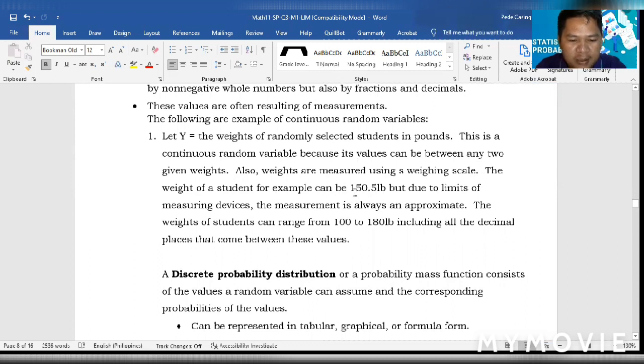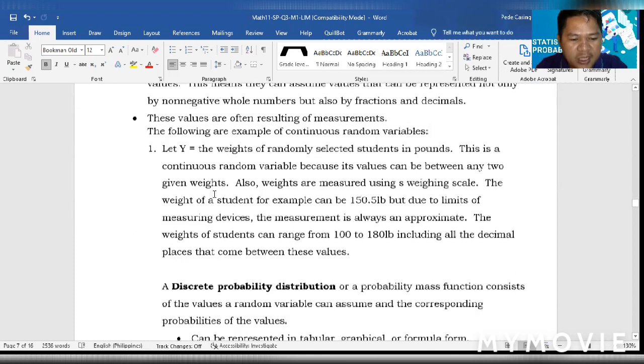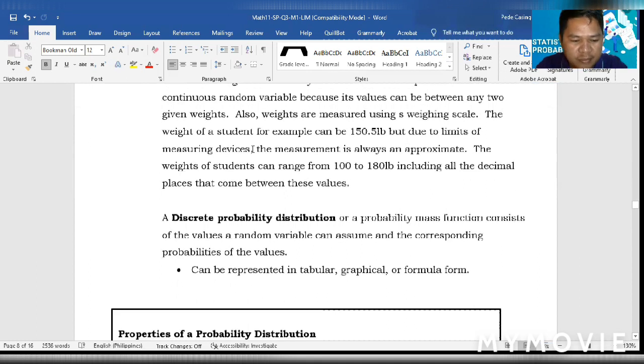For example, the weight of a student, 150.5 pounds, but due to limits of measuring devices, the measurement is always an approximation. So sometimes the data can be approximate. So the weight of students can range from 100 to 200 pounds, including all the decimal places that come between these values. So those are the differences between a continuous random variable and a discrete random variable. Again, for a continuous random variable, the data is measurable. But for discrete, countable. When you can count the data, that is a discrete random variable.